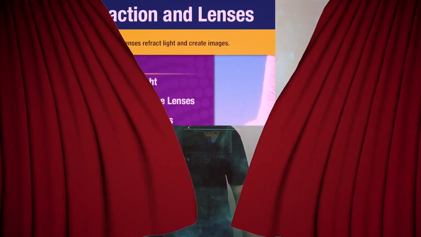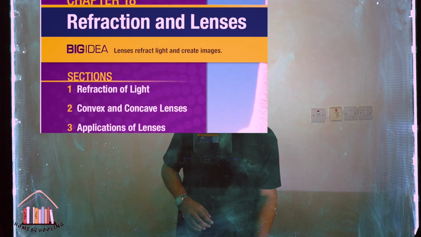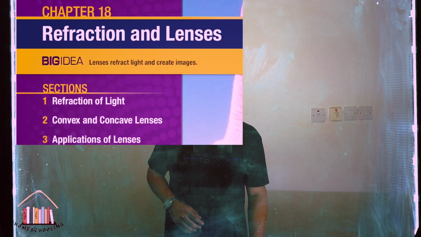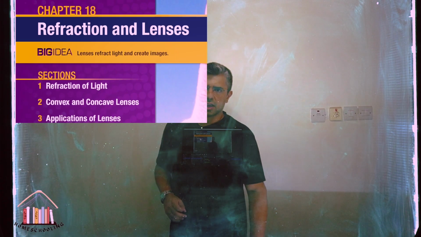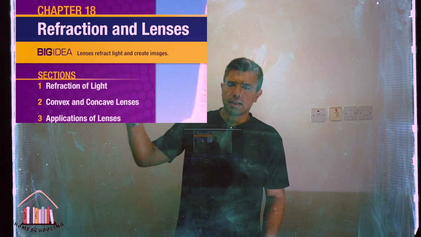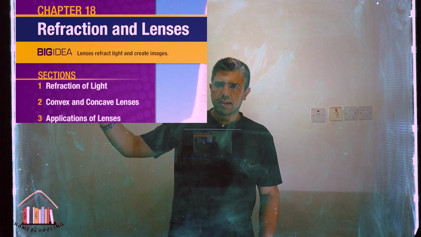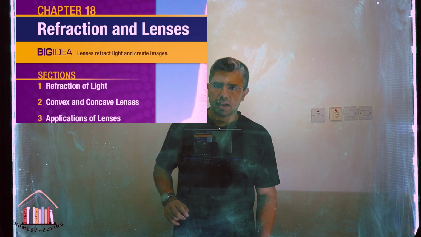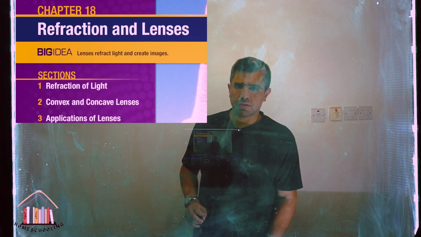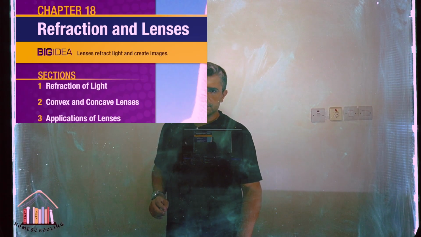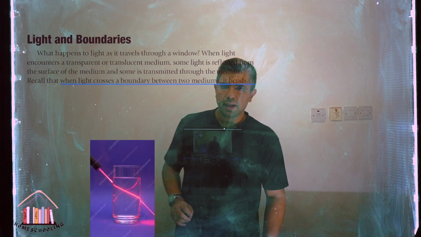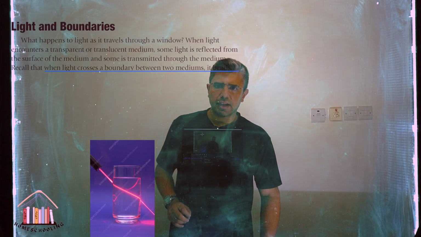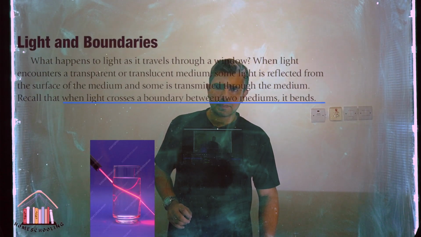Alright, so here we go. This is according to the Glencoe physics book, chapter 18. This chapter includes 3 sections. Today we'll be talking about the refraction of light. After that, the convex and concave lenses, and we finish by discussing the application of lenses. This lesson starts by defining light and boundaries.